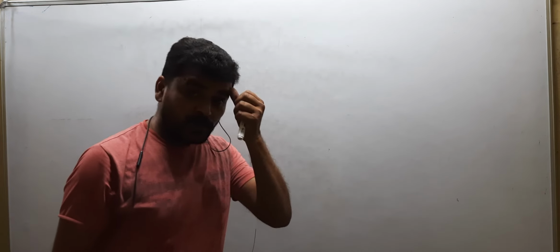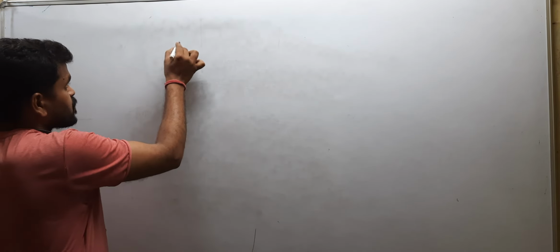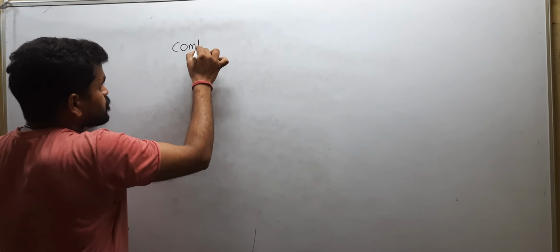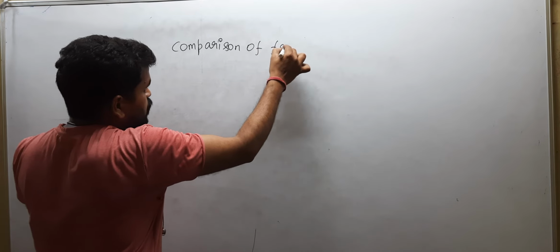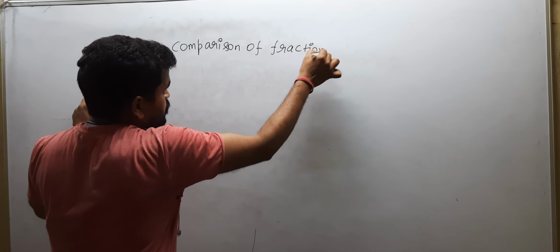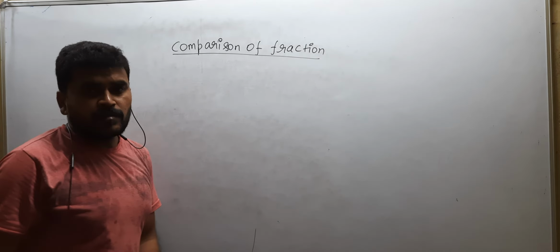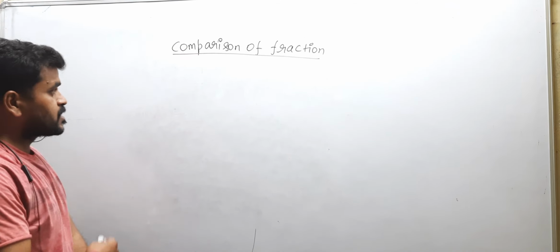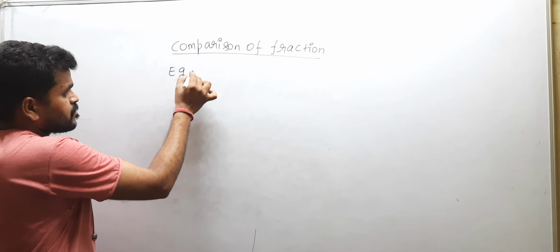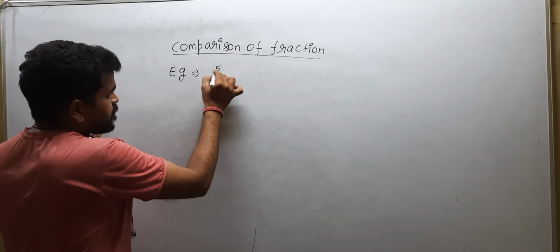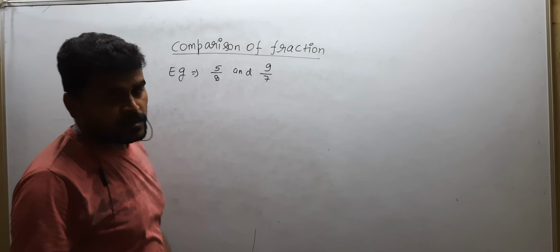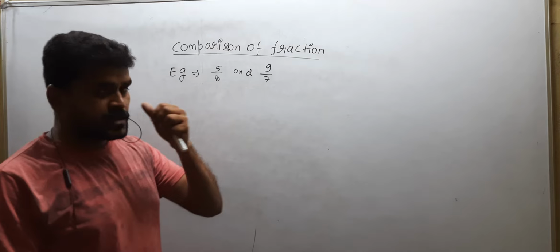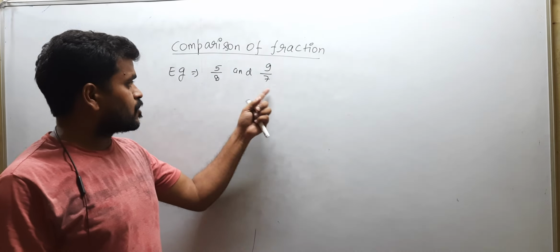So now we will go through some more topics of fraction. Next one is the comparison of fraction. In this topic, we will discuss which fraction is bigger than the other fraction. So see here, for example, here is written 5 upon 8 and 9 upon 7. Now you have to find which fraction is bigger, 5 upon 8 or 9 upon 7.